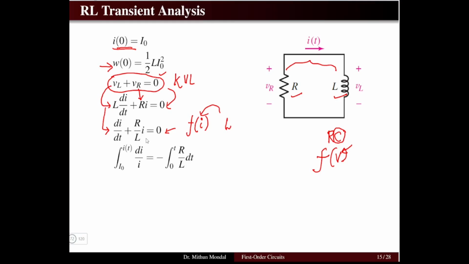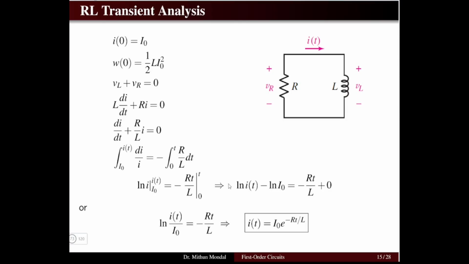So we are having the first order differential equation di by dt plus R by L, current I is equal to 0, where the variable is current. So can we obtain the solution to this equation, that is the current I? Then we need to integrate both sides and try to find out the current. On putting the definite integral 0 to t, we get an equation in this form. Now rearranging this equation and taking it to the exponential form, the solution will be I of t is equal to I naught e to the power minus Rt by L.